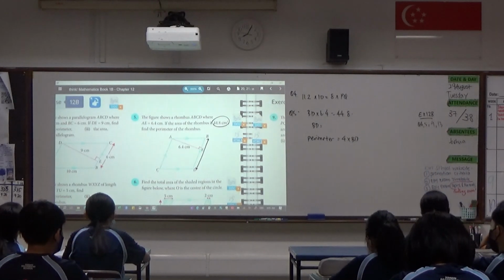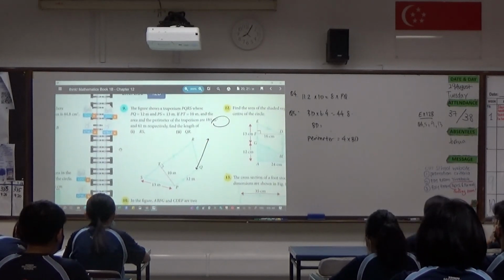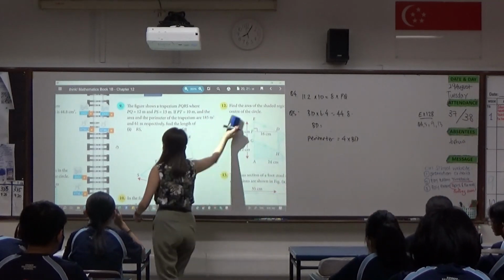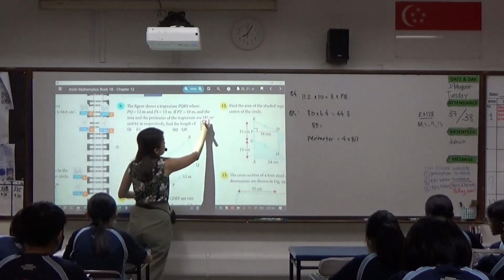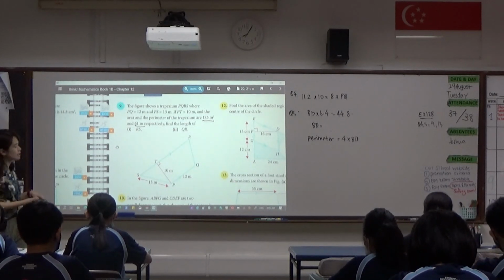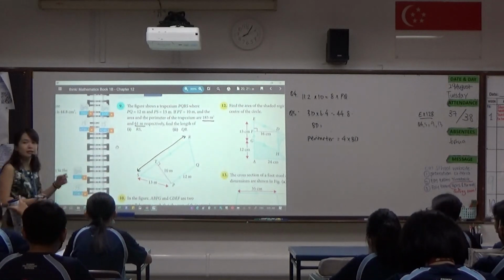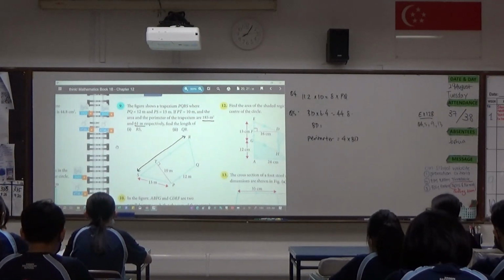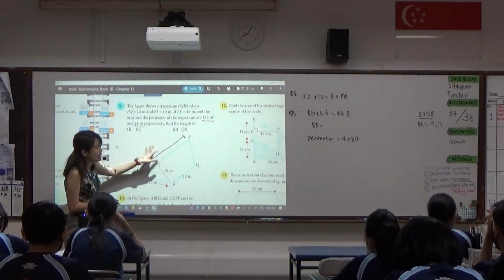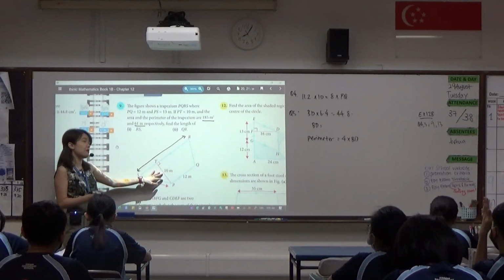Right? Then question 9. We're given a trapezium for which the area is 185 meters squared and the perimeter is 61 meters. We want to first find out the length of RS, and RS is this length over here. Okay, so since we are given the area, which is 185, we know that half times the sum of parallel sides times the height will give us the area, because that's the formula.